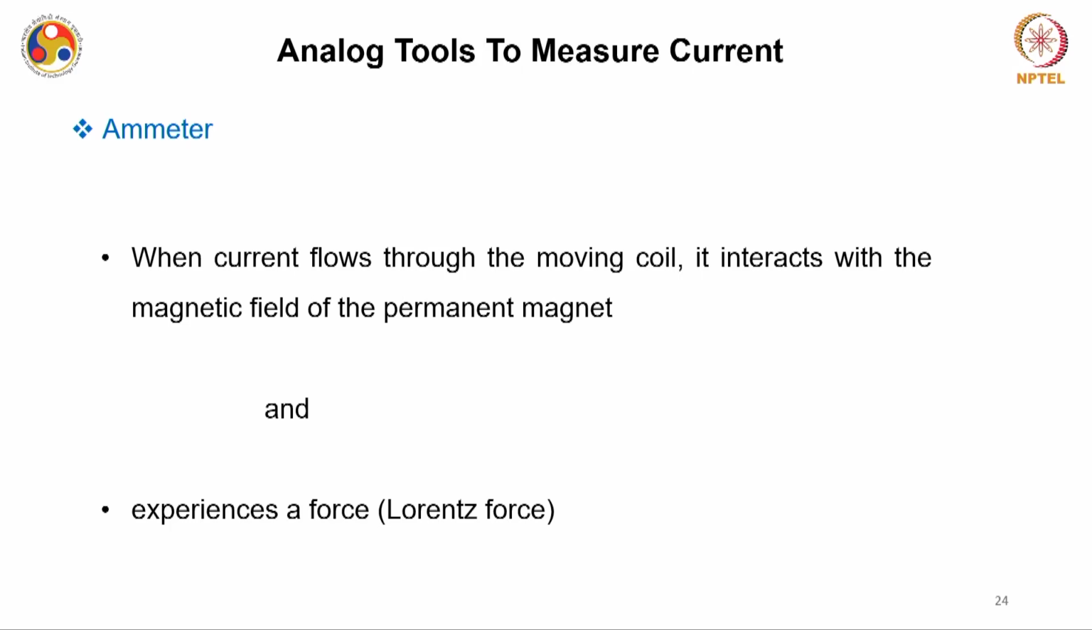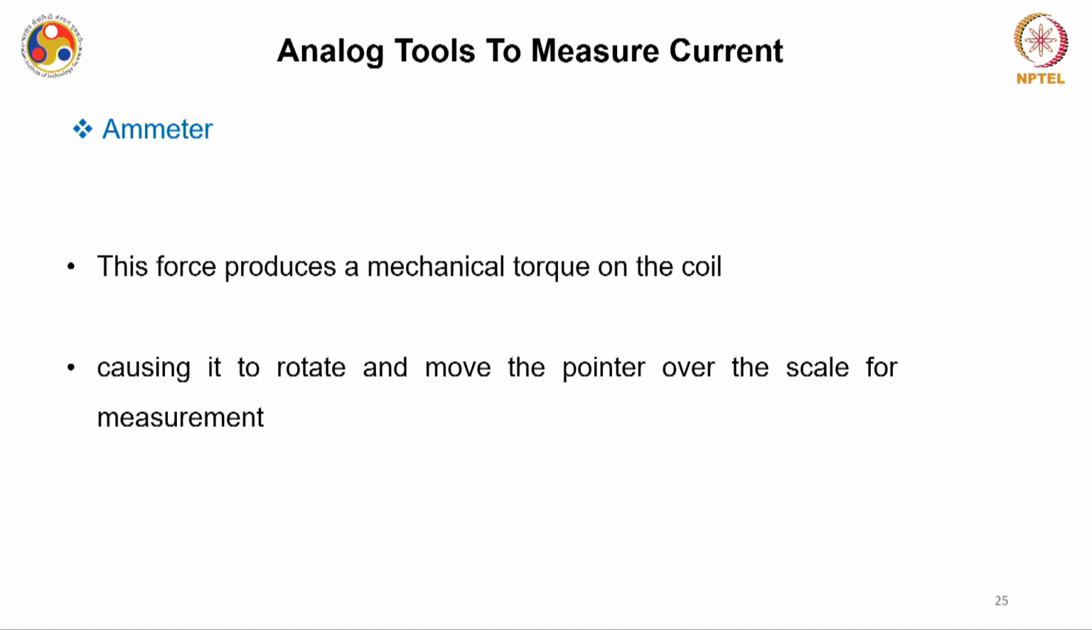When current flows through the moving coil, it interacts with the magnetic field of the permanent magnet, if you see its construction, and experiences a force. This force is the Lorentz force. This force produces a mechanical torque on the coil, which causes it to rotate and move the pointer over the scale for the measurement, and that is how a basic ammeter works. But this is very specific to a certain kind of tool, and it may vary. What we are discussing right now may be for a linear scale kind of device, but there can be devices which are non-linear.